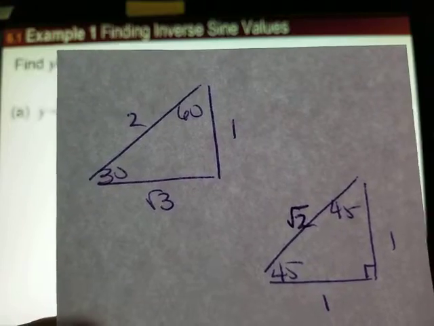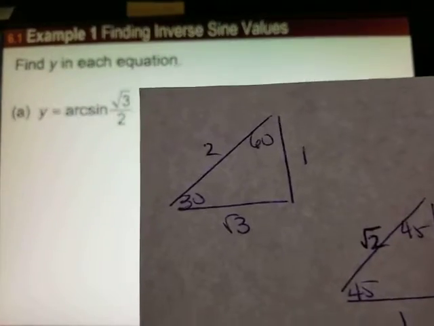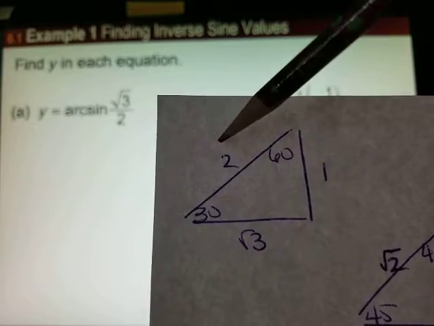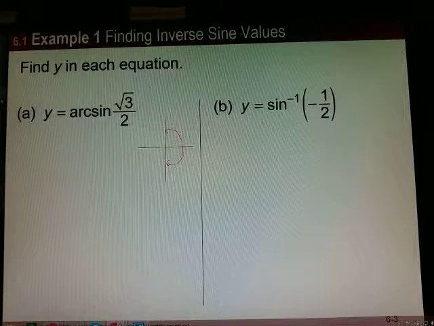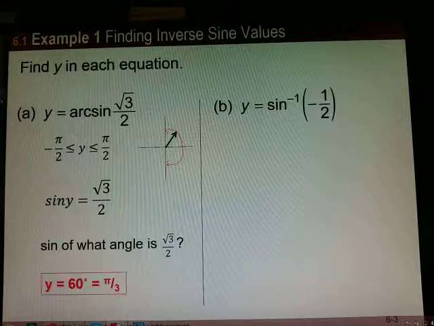All right, now that you have done that, remember we were looking for when the sine of an angle is square root of 3 over 2. The sine of an angle to be the square root of 3 over 2 would be at 60 degrees. So that answer would be 60 degrees. Now, if it's in radians, then I would have to put my answer in radians, and therefore it would be pi over 3.